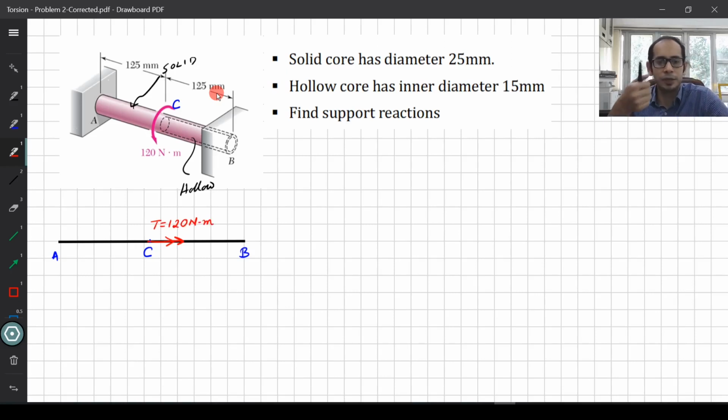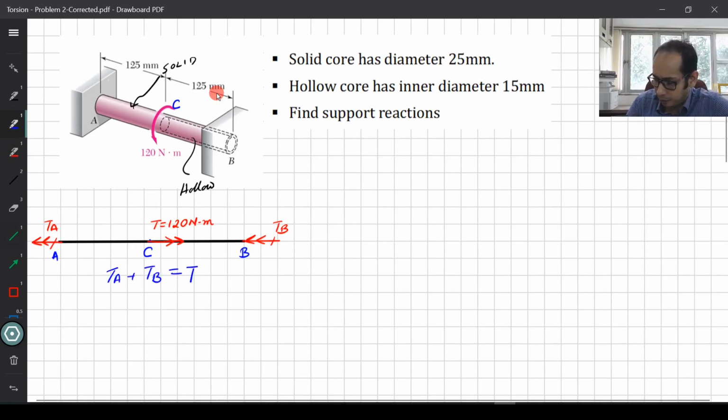Now as a consequence of this applied torque, you will have reaction torques at the ends A and B, and let me just mark these reaction torques as something like this. This is my reaction torque TA, and at the end B I also have the reaction torque TB. So from torque equilibrium, I can write TA plus TB is equal to the applied torque T. So that is one relationship that I have over here. Let me mark this as relationship number 1.